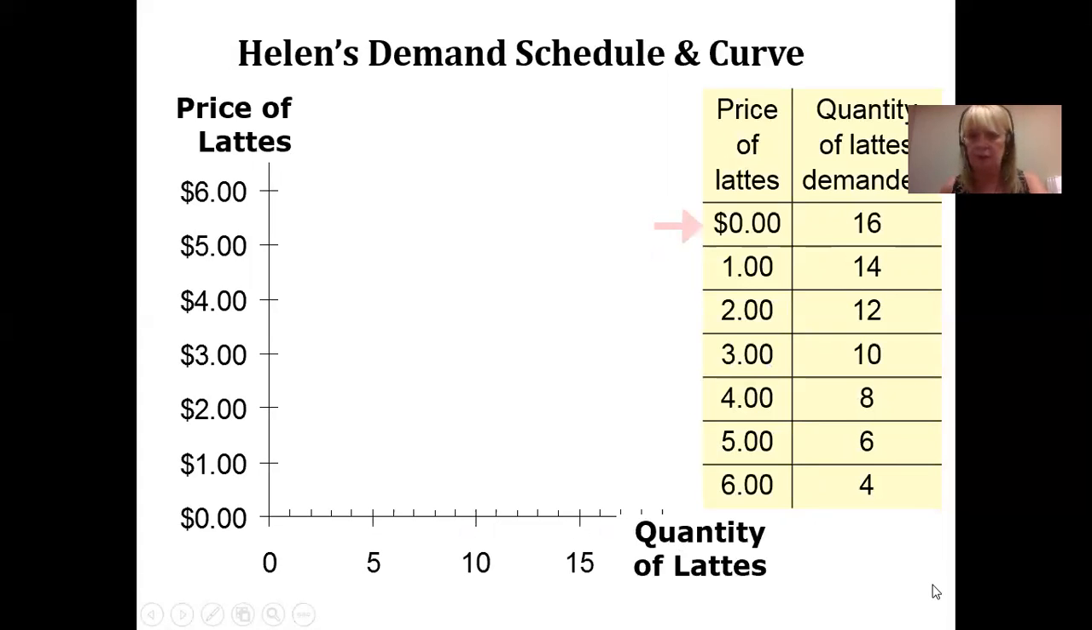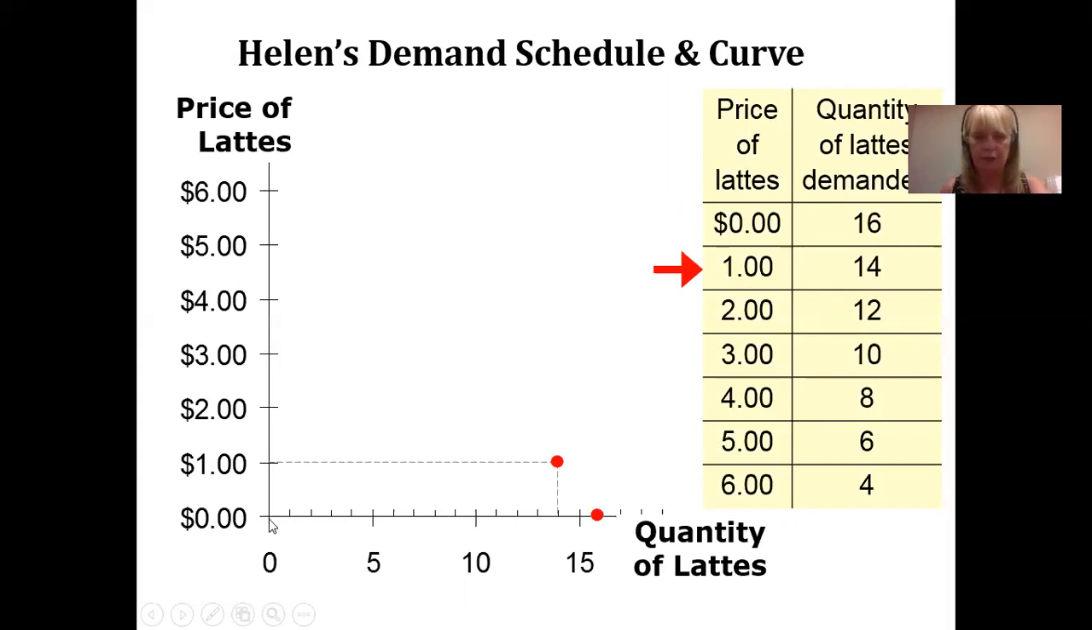So first point, at 0 price, if we're giving them away, Helen wants 16 of them. So the price is 0, so we don't move up at all. We're right on this horizontal axis. But we go all the way across to 16, and this is our point. Our next point is price of $1, quantity of 14.